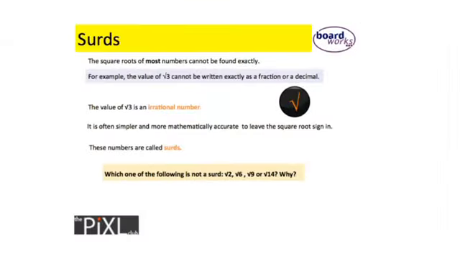The square roots of most numbers cannot be found exactly. For example, the value of the square root of 3 cannot be written exactly as a fraction or a decimal. The value of the square root of 3 is actually an irrational number. It is often simpler and more mathematically accurate to leave in the square root sign. These numbers are called surds.